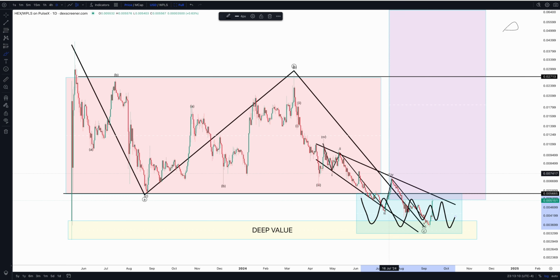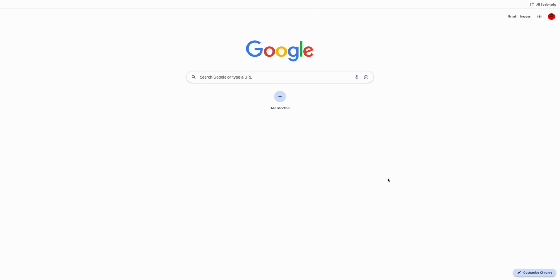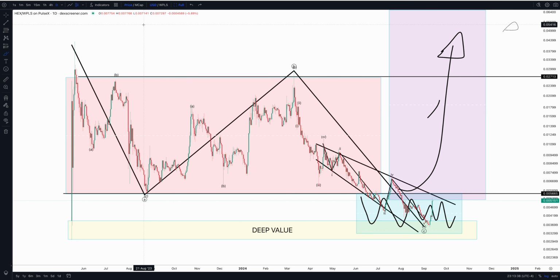So you can get in with the anticipation of our 3rd phase, which would be expansion, right? So you have accumulation, manipulation, expansion / distribution. Okay, so very bullish, and we'll go ahead and we'll take a look at HEX.